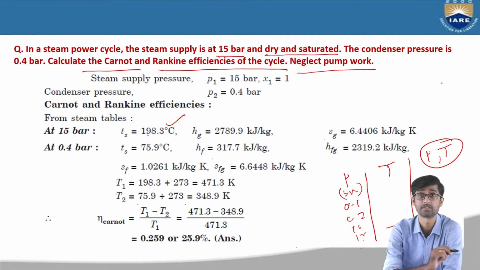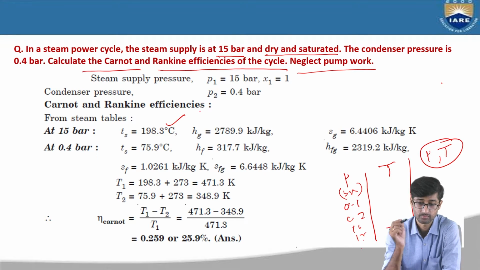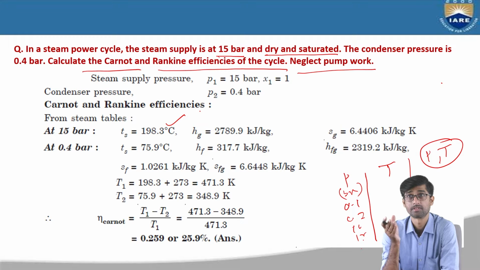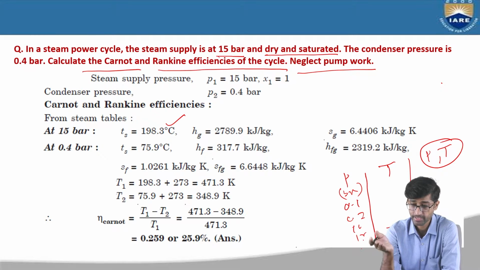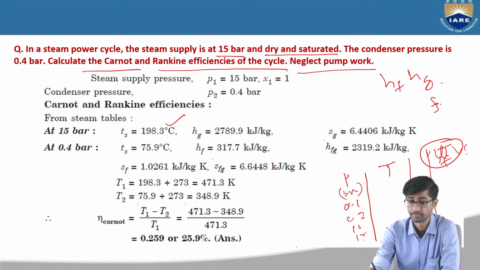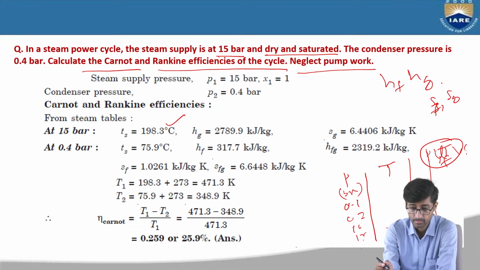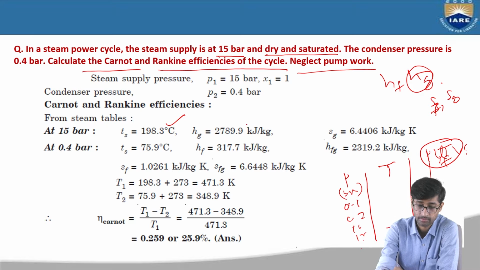That is called the saturation temperature. This is 198.3 degrees Celsius. So at pressure 15 bar, first you find out the saturation temperature from the steam table. Now in the steam table, in these columns, specific volumes VF and VG are given. Then HF and HG values are given, and SF and SG entropy values are given. So at pressure 15 bar, what is the value of Hg? You have to write it here.